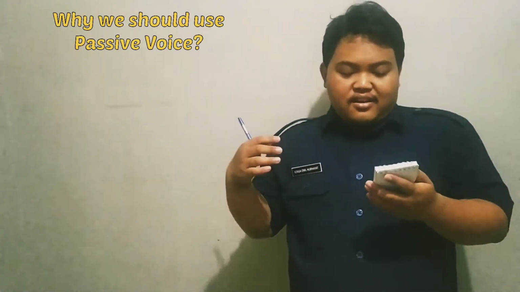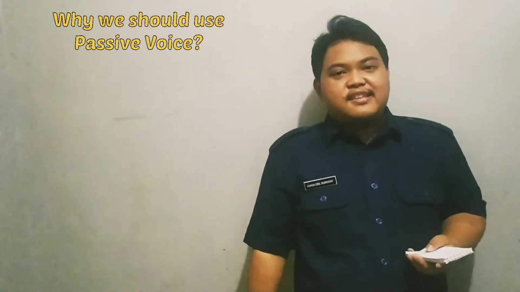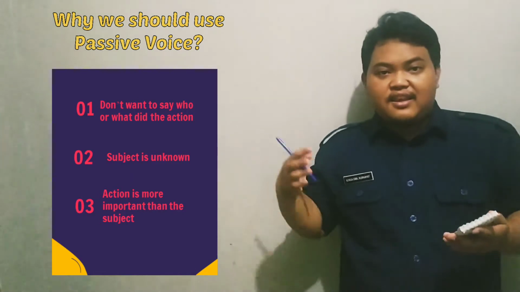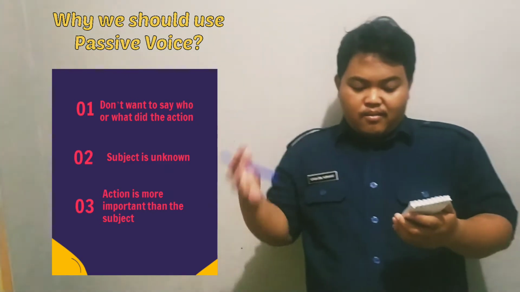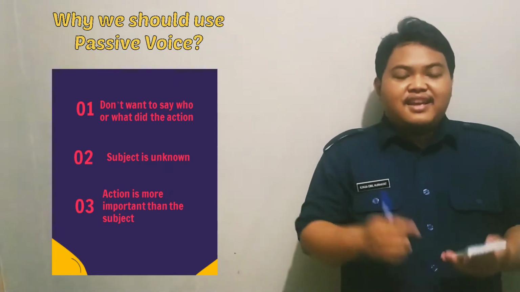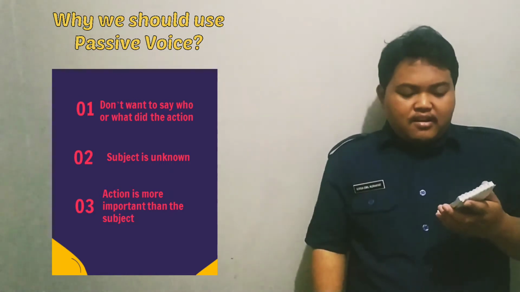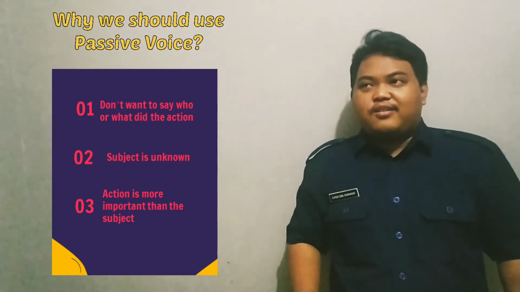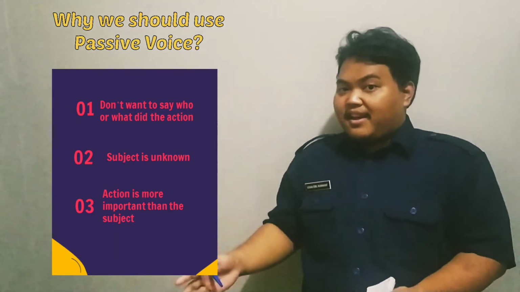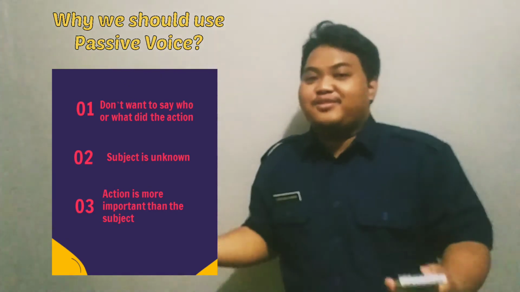Okay, so now we are going to learn about passive voice, what passive voice looks like, why passive voice is important, and how we're going to form a passive voice. So first question, why should we use passive voice? First is, maybe you don't want to say the subject did the action, or the subject is unknown, or the action is more important than the subject. Sometimes you want to avoid being responsible for something you did, or you want to cover for your friends because they did something bad. I know it's bad, but you just want to cover for them.